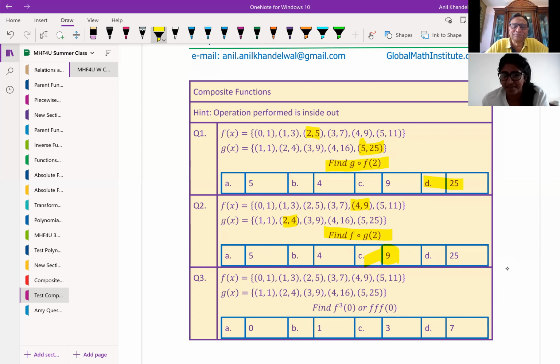Okay, so f cubed of 0. So f of 0 is 1. And then f of 1 is 3. And then f of 3 is 7. So you get the idea. You can have these kinds of combinations also. So that's something new which I wanted to introduce to you.